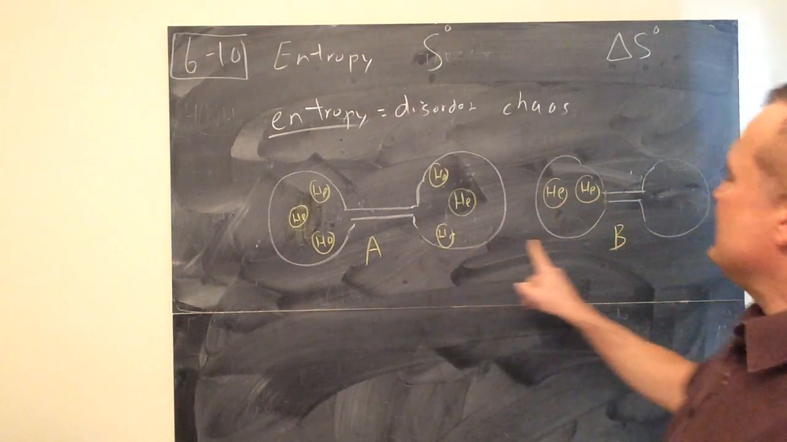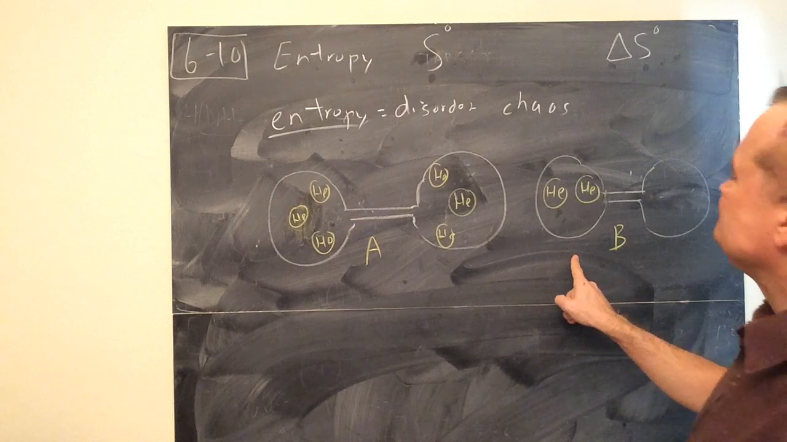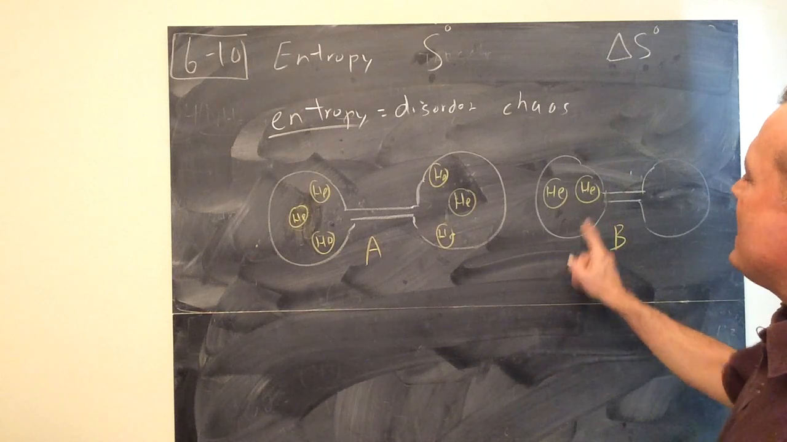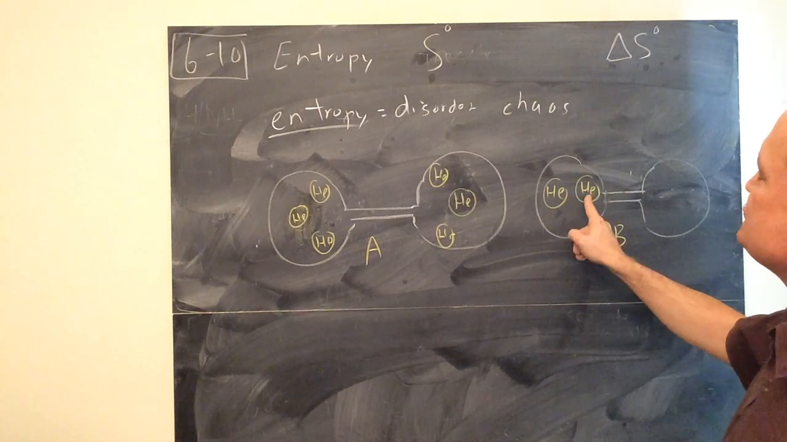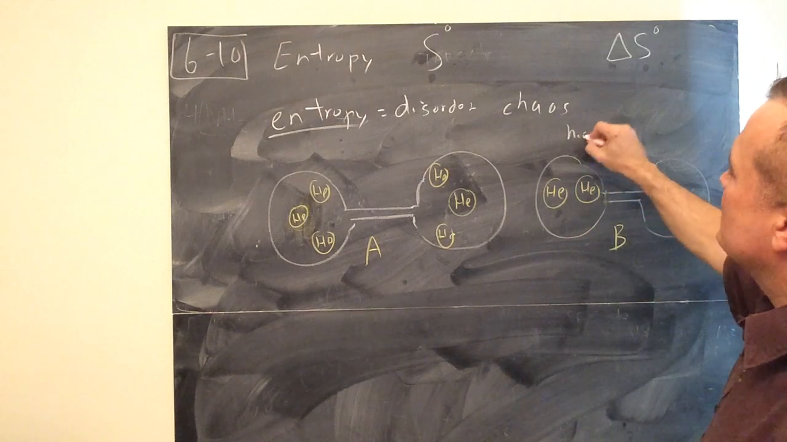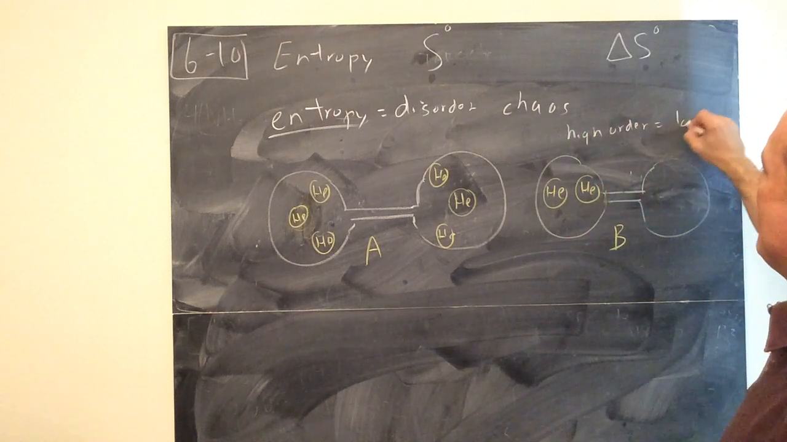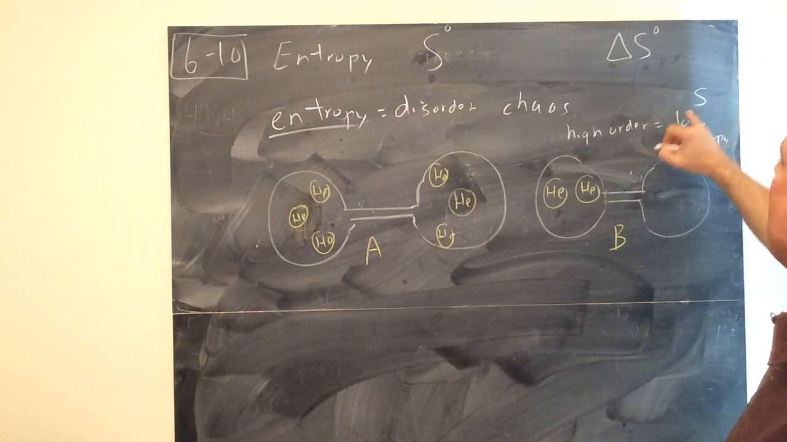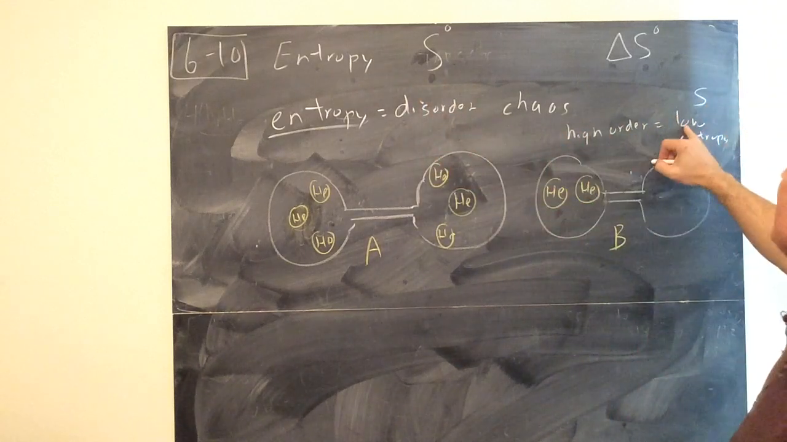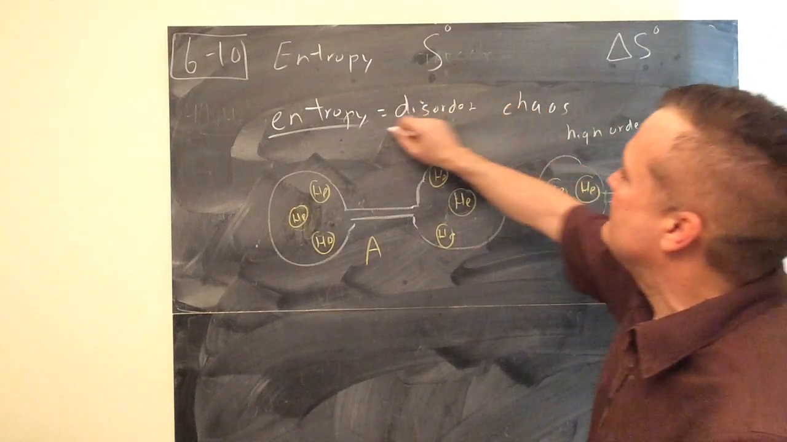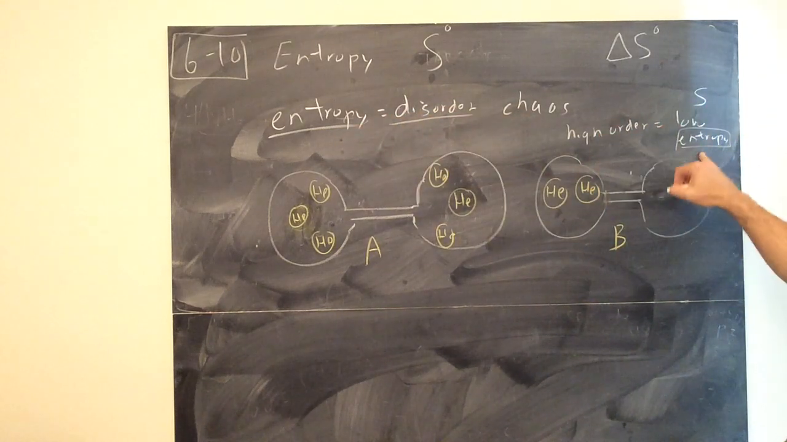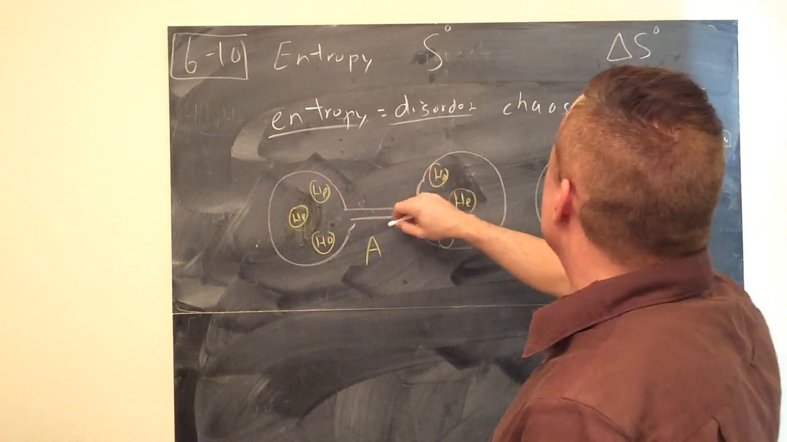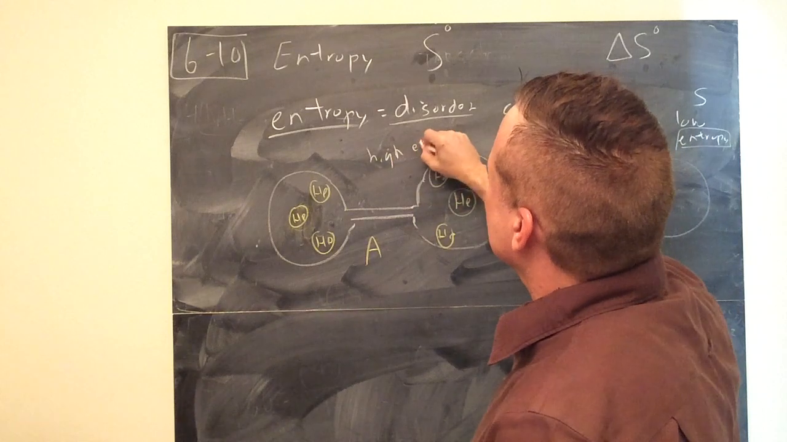And here you would say it has higher order. This would have higher order right here, so the entropy would be very low. High order means low entropy. And think about the letter S being disorder, low disorder. S is disorder, or entropy. Entropy and disorder are the same. Think about them being the same thing. So high order means low entropy. Here, it would be low order, and it would be high entropy.